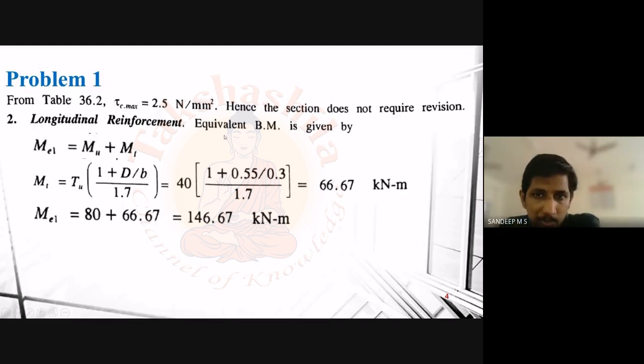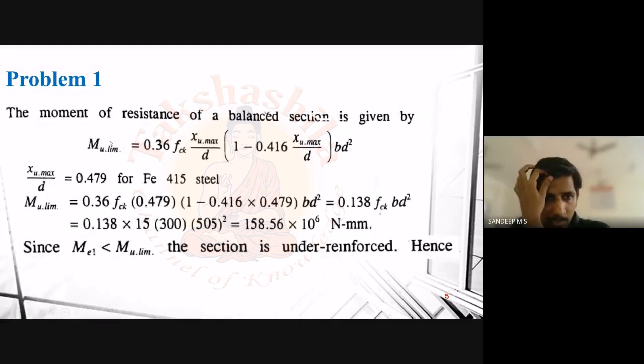Now we have to calculate the equivalent bending moment also, which is given by ME1 is equal to MU plus MT. Substituting the given values in the equation, we get MT is equal to 66.67 kilonewton meters. Now the equivalent moment is given by MU plus MT. So this is your factored moment and this is your MT value, and adding up we will get 146.67 kilonewton meters.